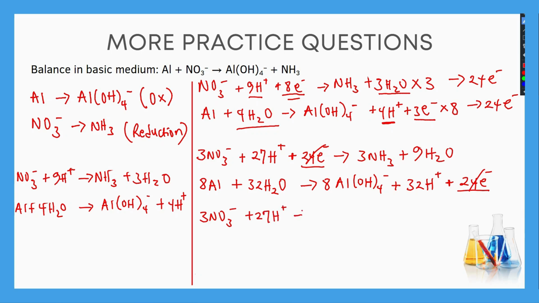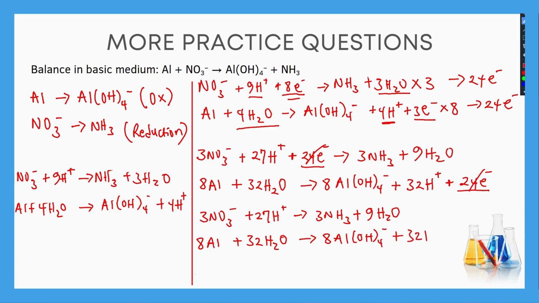So our new equations now become 3NO₃⁻ + 27H⁺ → 3NH₃ + 9H₂O. And then the second equation becomes 8Al + 32H₂O → 8Al(OH)₄⁻ + 32H⁺. Now that we have our two new equations, the next rule says that after you have balanced electrons in both halves, you add both equations together and cancel out whatever is the same on both sides. Let me show you how to do that very quickly.